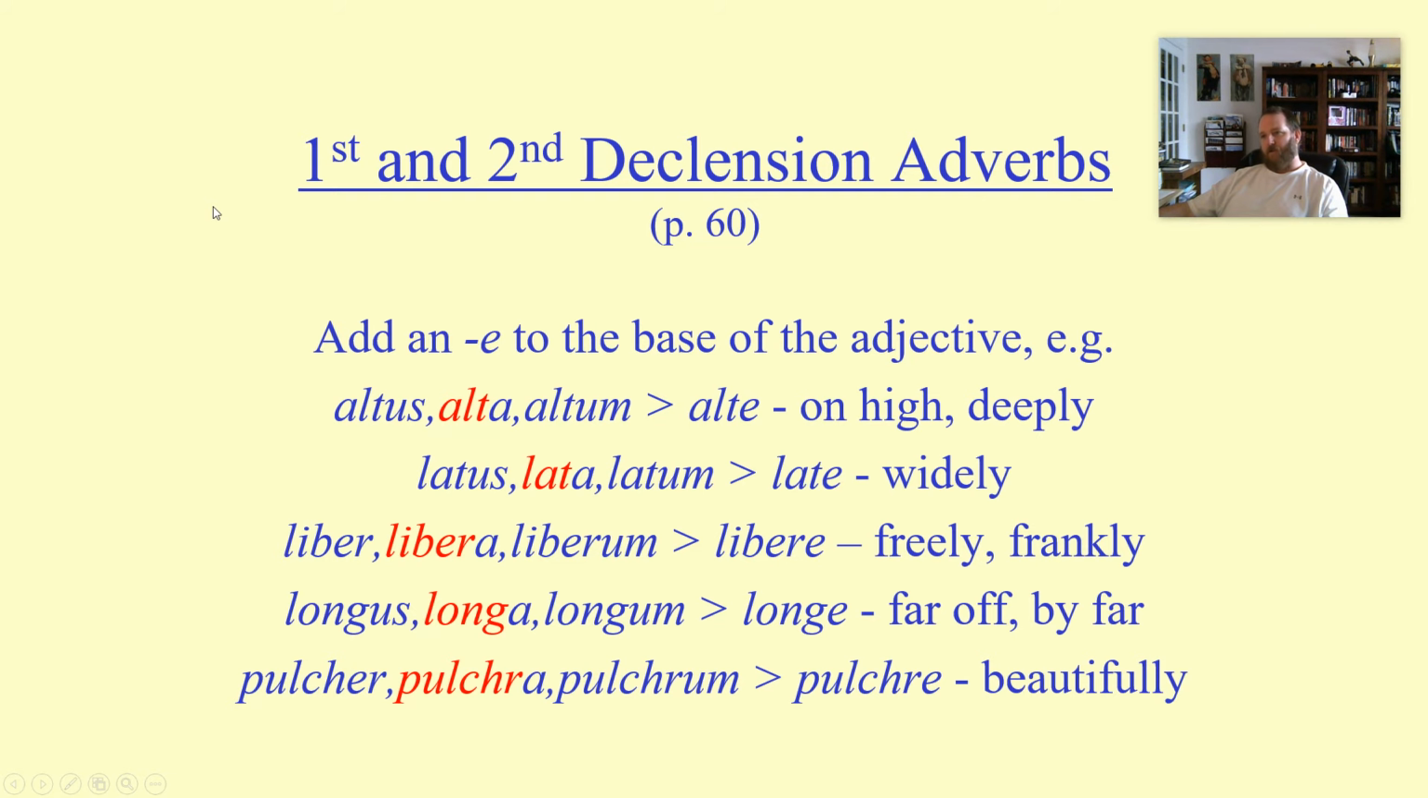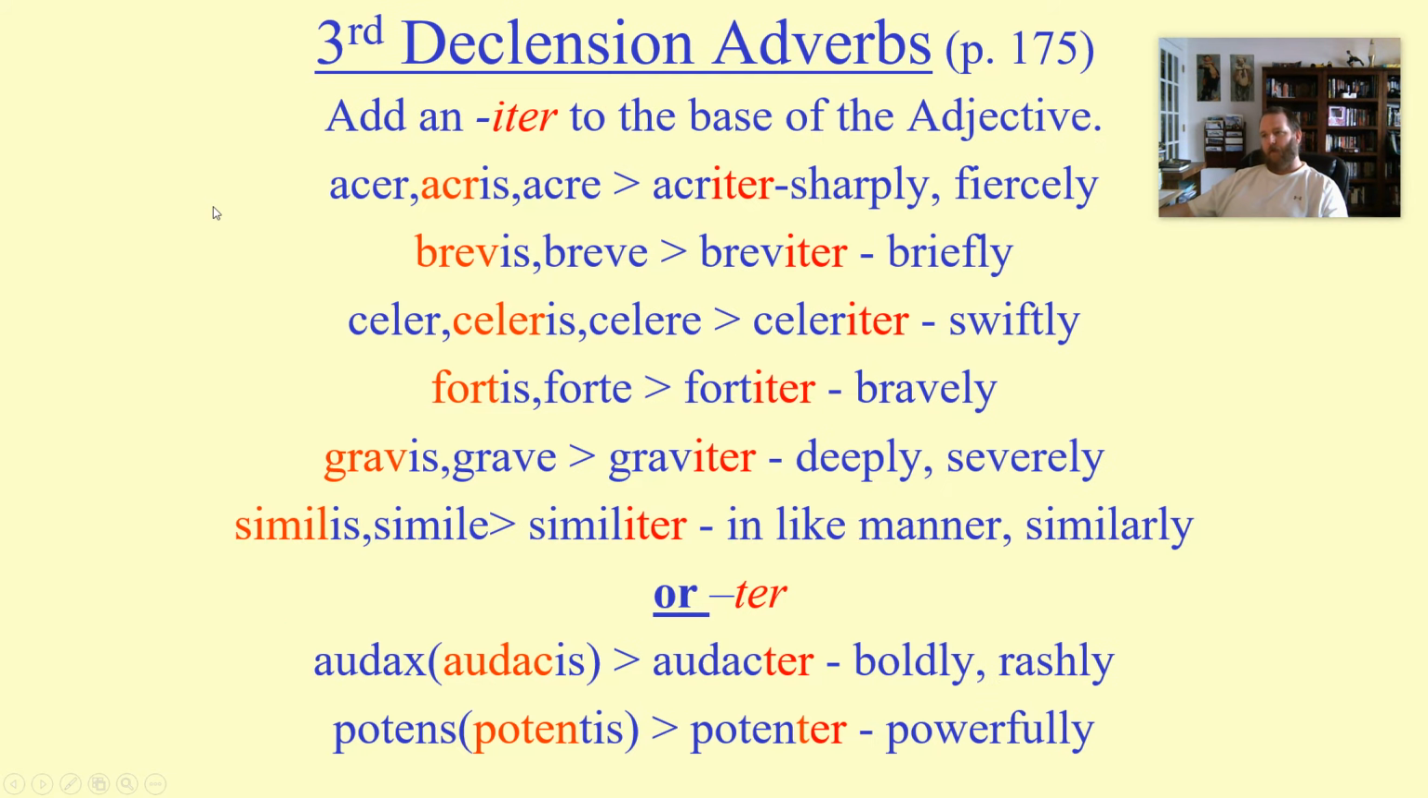We did third declensions earlier this year. So, to review again, you add iter or ter to the base of a third declension adjective to make it into an adverb. So acer goes to acriter, meaning sharply or fiercely. However, audax would go to audacter, meaning boldly. Again, these are positive adverbs, not comparatives, but we have had some experience doing adverbs before.